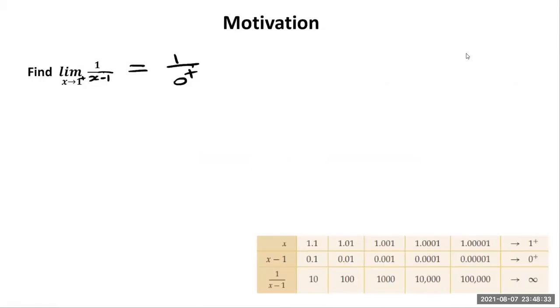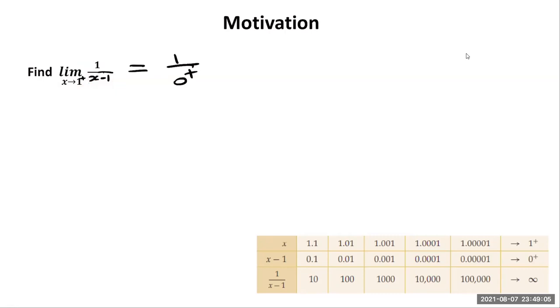All right, first, I want to give a motivation for what we mean by infinite limits. Let's look at this particular example. Suppose you are asked to find the limit as x approaches 1 from the right-hand side. You see this small plus sign. So, the limit as x approaches 1 from the right-hand side of 1 over x minus 1. What happens to this function as x approaches 1 from the right-hand side? Let's see where it approaches.